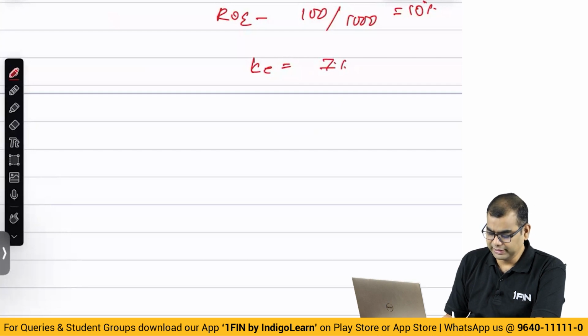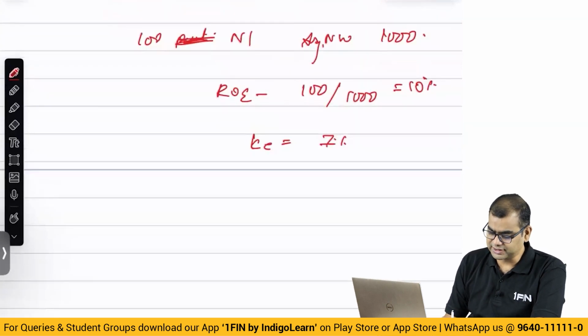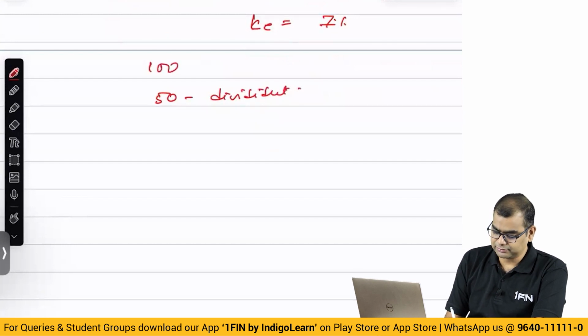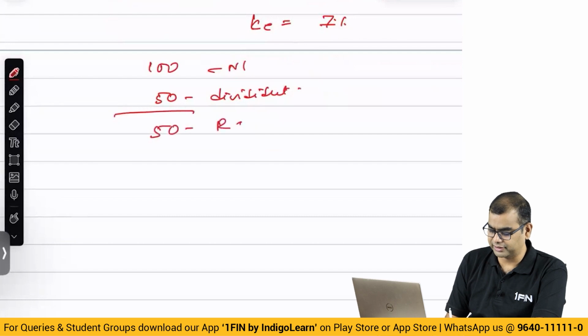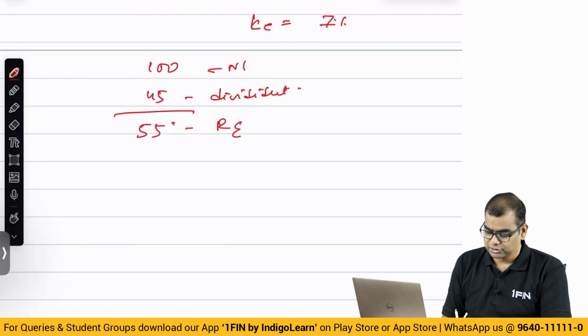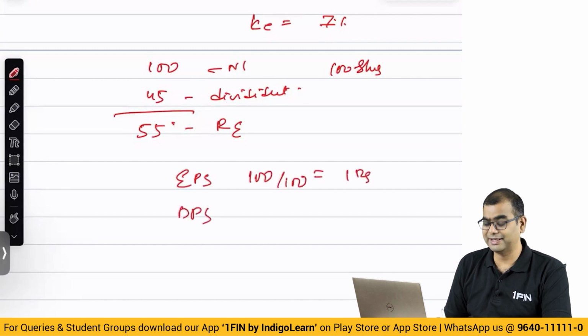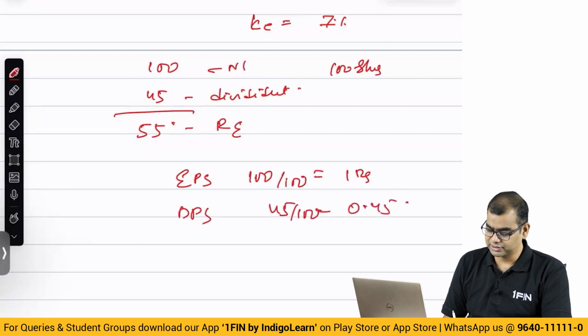Now, in a P&L, let us say out of this 100 of net income, the company declares 50 as dividend. So 50 retained earnings. Let me not take 50, since they are the same. I will take a different number: 45 is dividend, 55 is retained earnings. Let us assume there are 100 shares. So what is EPS? 100 divided by 100, which is 1 rupee. DPS is dividend per share: 45 divided by 100, which is 0.45. Retained earnings per share is 55 divided by 100, which is 0.55.